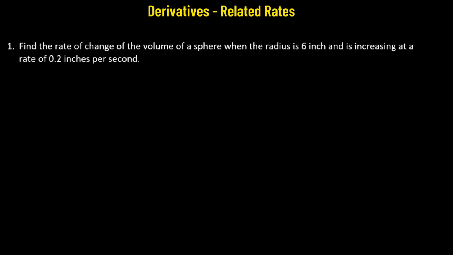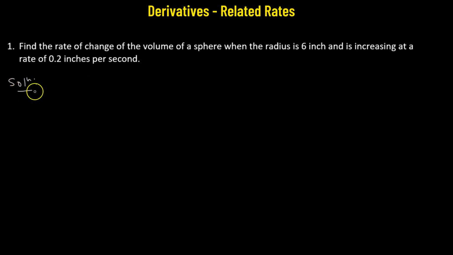In today's lecture, we will be discussing rate of change. The best way to do this is with the help of a few numericals. So let's begin with the first problem. We need to find out the rate of change of volume of a sphere when the radius is 6 inches and is increasing at the rate of 0.2 inches per second.